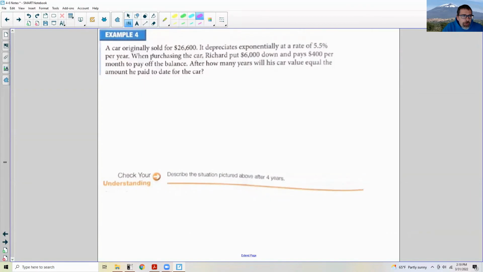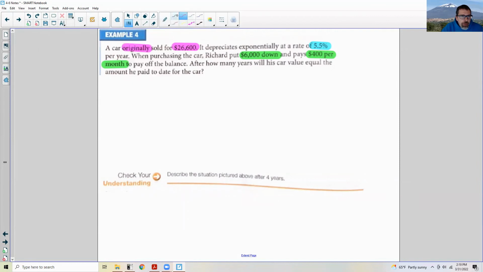All right, example 4. A car originally sold, the original price was $26,600. It depreciates exponentially at a rate of 5.5% per year. When purchasing the car, Richard put $6,000 down and pays $400 per month to pay off the balance. After how many years will the car value equal the amount he paid to date for the vehicle?